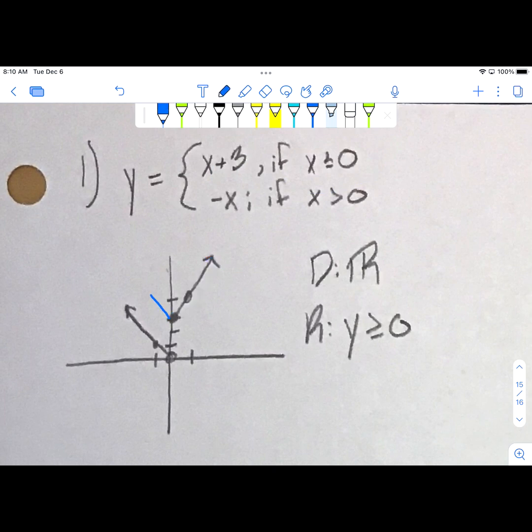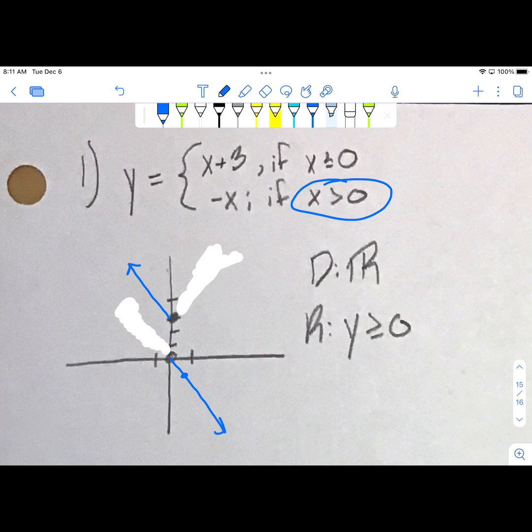If x is less than 0, we should be going that way. Look, that's not even there. Neither is that. If x is greater than 0, we should be taking this piece of it.